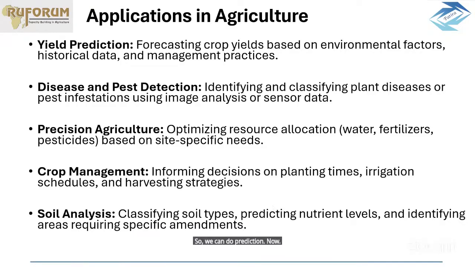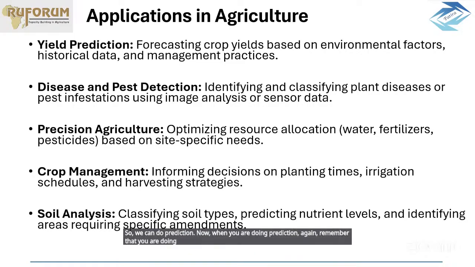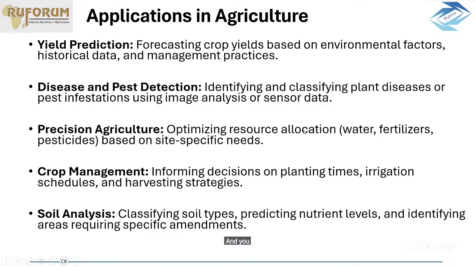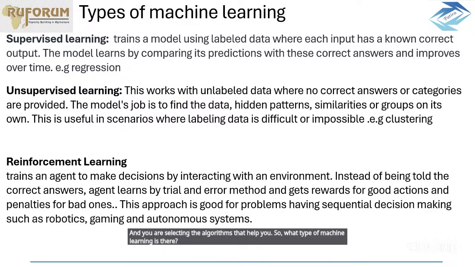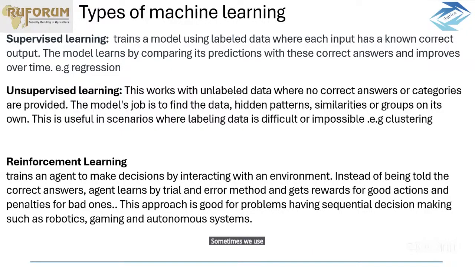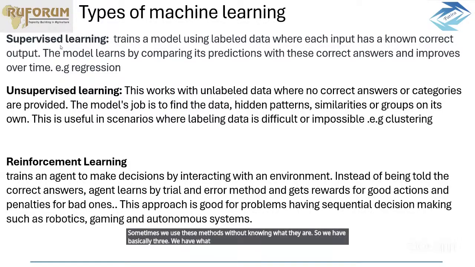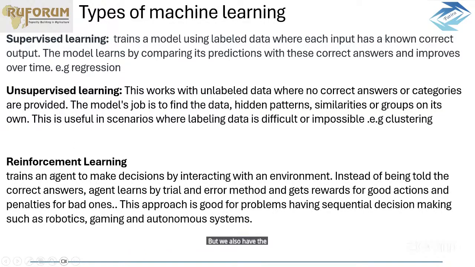Now, when you are doing prediction, again, remember that you are doing machine learning and you are selecting the algorithms that help you. So what type of machine learning is there? Sometimes we use these methods without knowing what they are. So we have basically 3. We have what we call the supervised learning and unsupervised learning, which are very common, but we also have the reinforcement learning. So what's the difference between the 3?